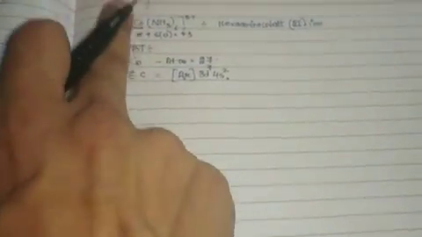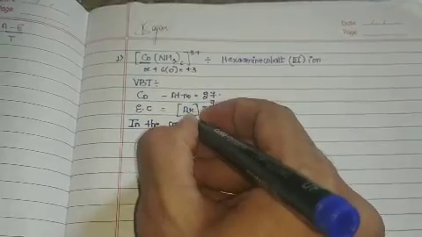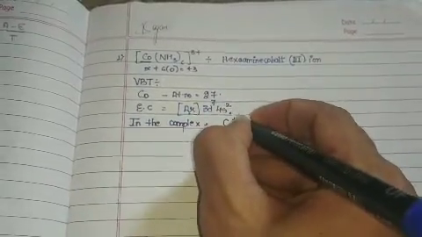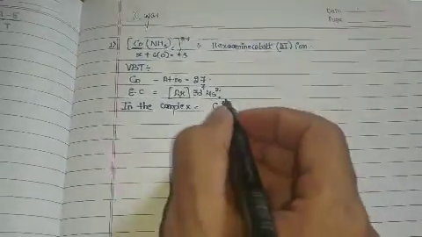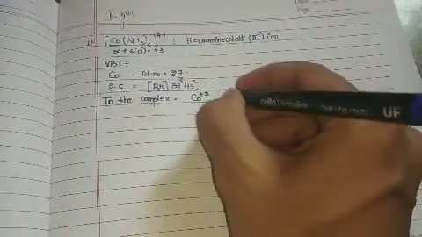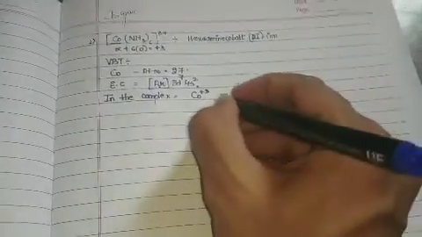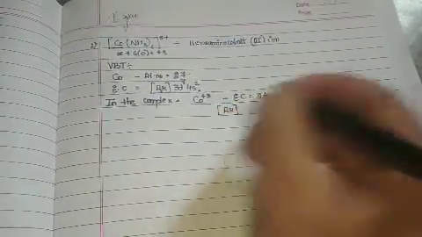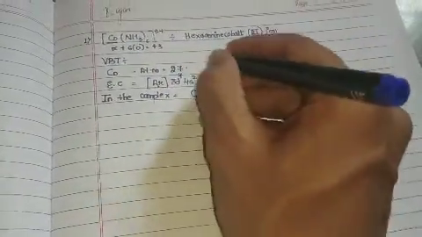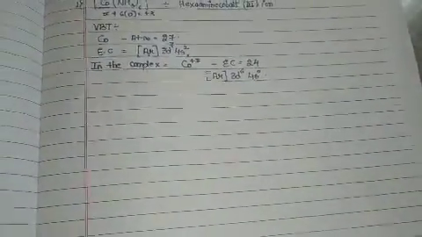But in the complex, the cobalt is not existing as the neutral atom. In the complex, cobalt is in the plus 3 state. Plus 3 means that much electron has been lost, so the electronic configuration becomes 24 electrons. I will write argon 3d6, because 2 electrons are gone from the 4s and 1 electron is gone from the 3d, and I write my 4s as 0.